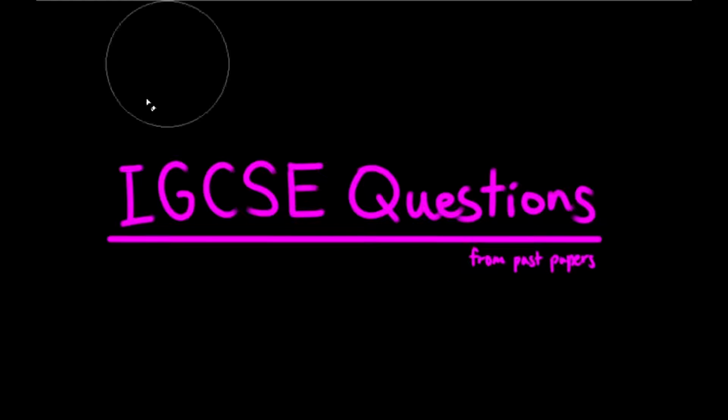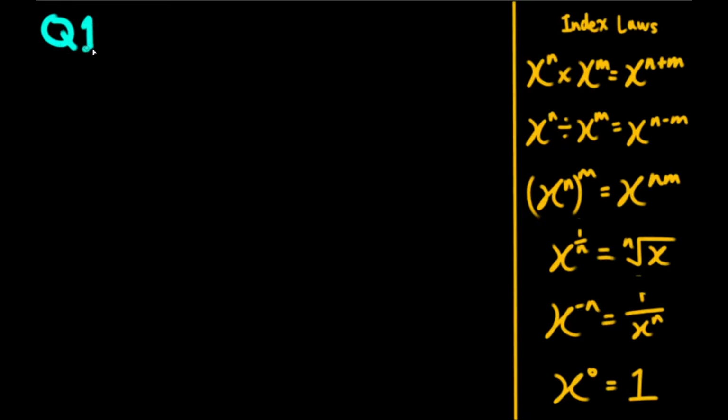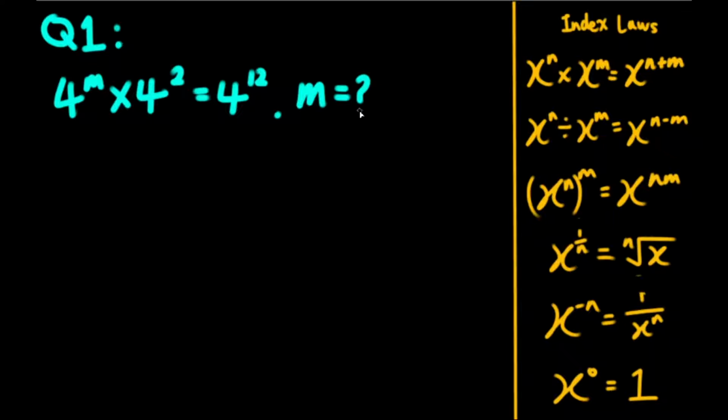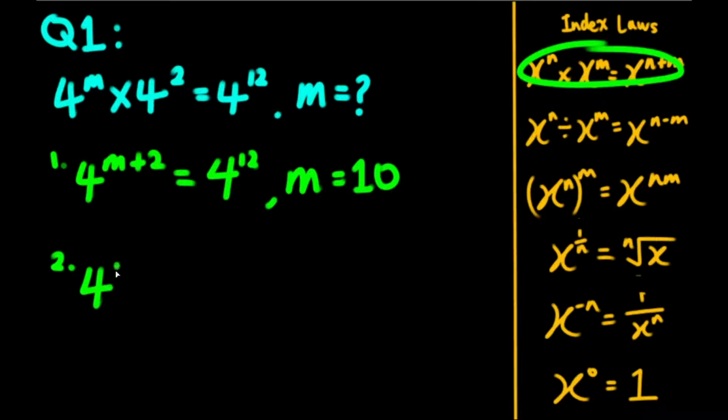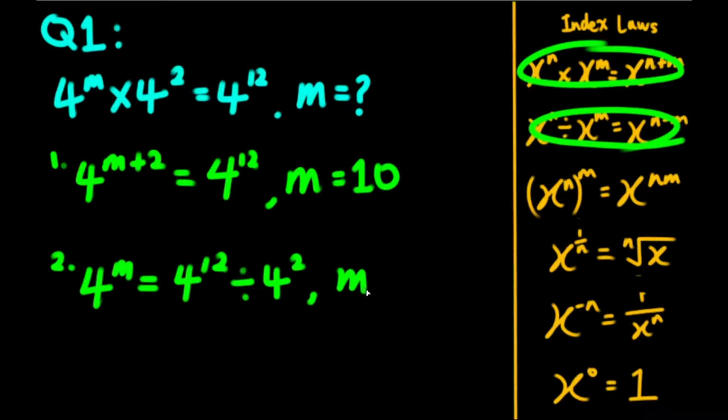IGCSE Questions. Here's the first question: 4 to the power of m times 4 to the power of 2 equals 4 to the power of 12. We have to find m. We'll use the basic index law to get 4 to the power of 2 plus m equals 4 to the power of 12. Now, we'll apply another index law to get 4 to the power of 12 divided by 4 to the power of 2, which will get 4 to the power of 10.